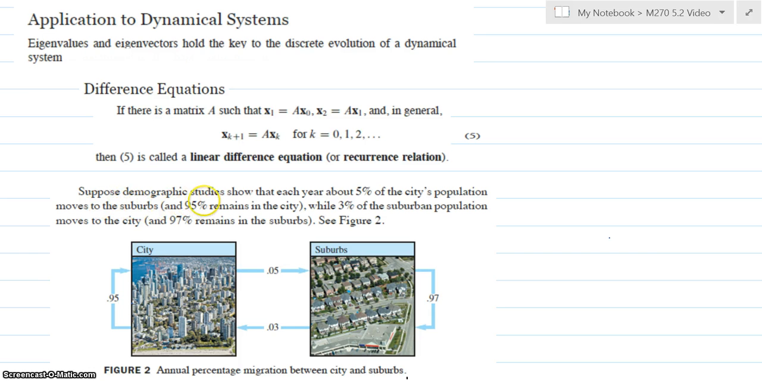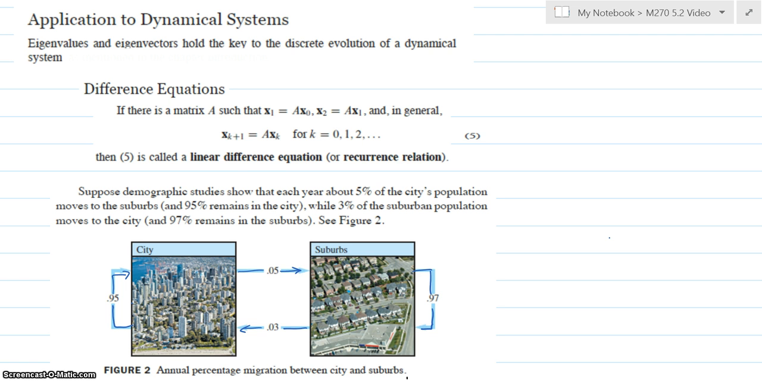Suppose demographic studies show that each year about 5% of the city's population moves to the suburbs. So they have a picture of this. Here's the city, here's the suburbs. 5% go to the suburbs, while 95% remain in the city. So that's where this comes in. Then 3% of the suburb population moves to the city, and 97% remains.